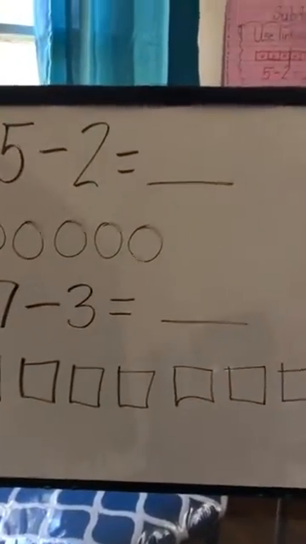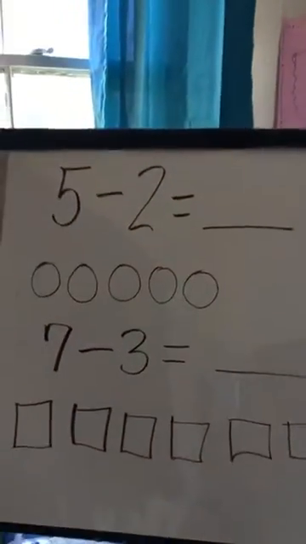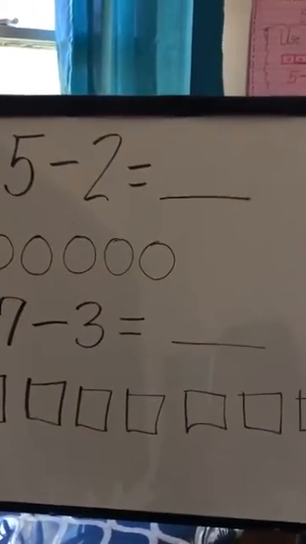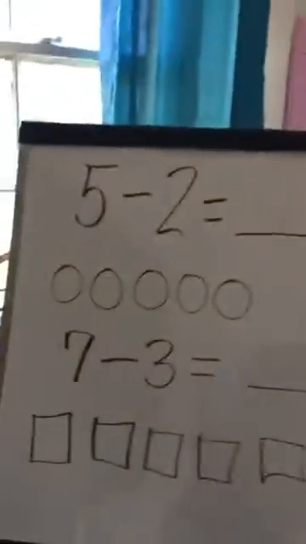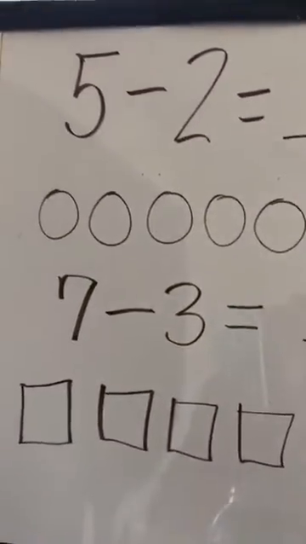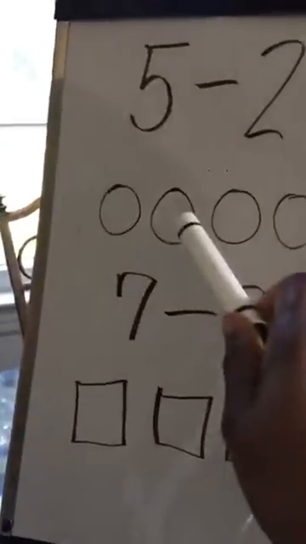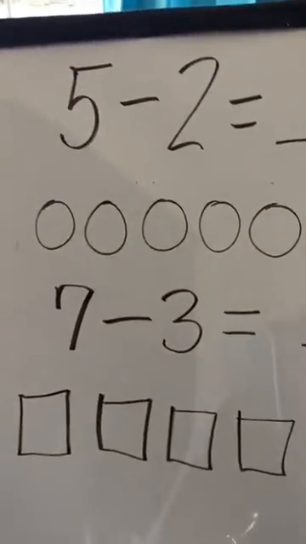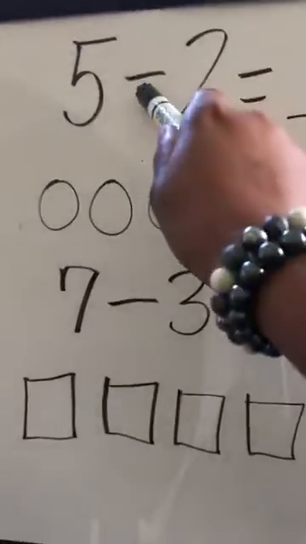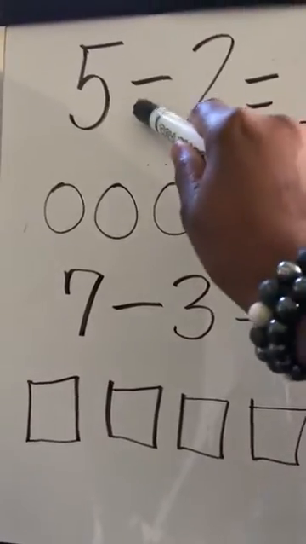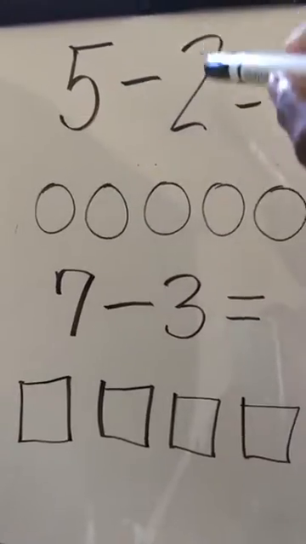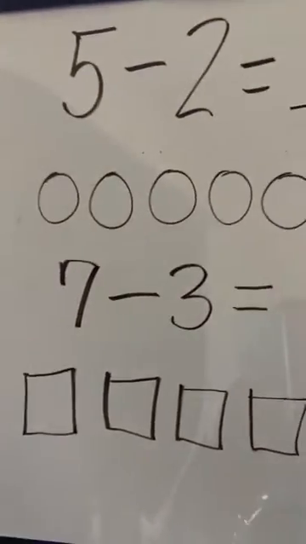Very good. So if you look at my board here, I have a number sentence. And a number sentence is also called an equation. And we have 5 minus 2 equals blank. So I have drawn 1, 2, 3, 4, 5 circles. 5 is the whole. Now I am going to take away 2. That minus sign means to take away. 5 take away 2 equals the difference.